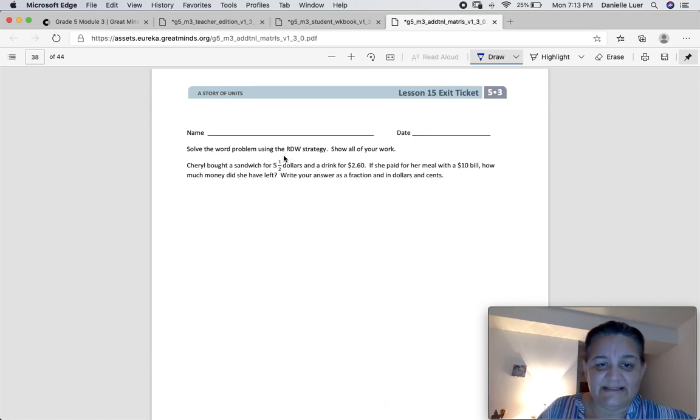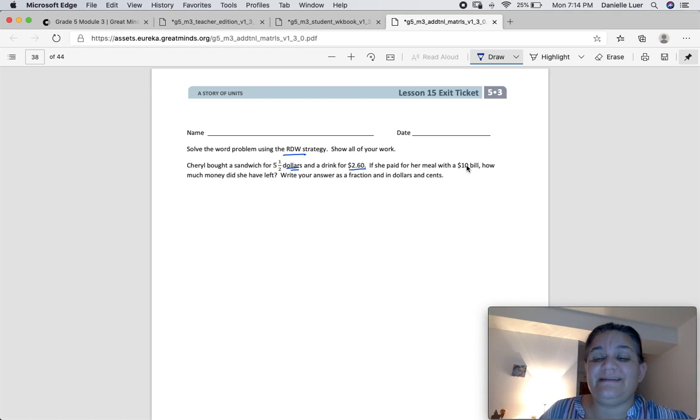Just use your brains. All right, you can go to your exit ticket. RDW, that means I want to see your drawing. I want to know that you read it. I want you to know that you understand what your units are. And then find your expression and solve, okay? A sandwich for $5.50 and a drink for $2.60. So here's a conversion for you, 5.5, and then there's a decimal.